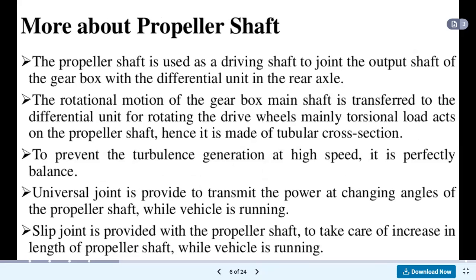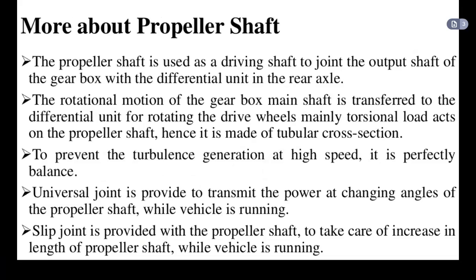The propeller shaft is used as a driving shaft to join the output shaft of the gearbox with the differential unit in the rear axle. So rear axle and gearbox, in between them the propeller shaft is provided. The rotational motion of the gearbox main shaft is transferred to the differential unit for rotating the drive wheels. Mainly torsional loads act on the propeller shaft. Hence, it is made of tubular cross section. To prevent the turbulence generation at high speed, it is perfectly balanced.